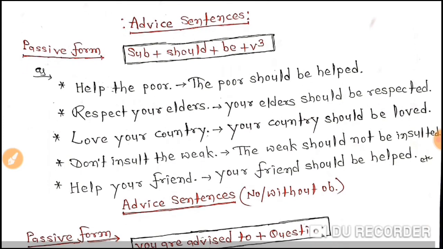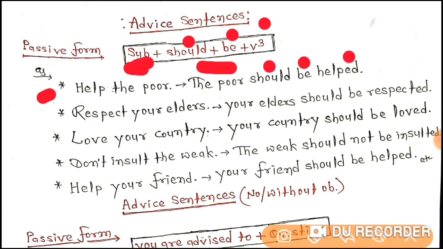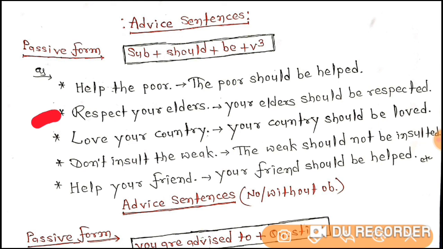Now let's do some advice sentences, students. So the formula is subject, then should, then be, and V3. Remember. So the first is help the poor. So let's see. The poor should be helped. Clear, students? The next sentence is what? Respect your elders. So respect whom? Your elders. So at first I have put your elders, and then should, then be, and respected. Respect has become what? Respected.